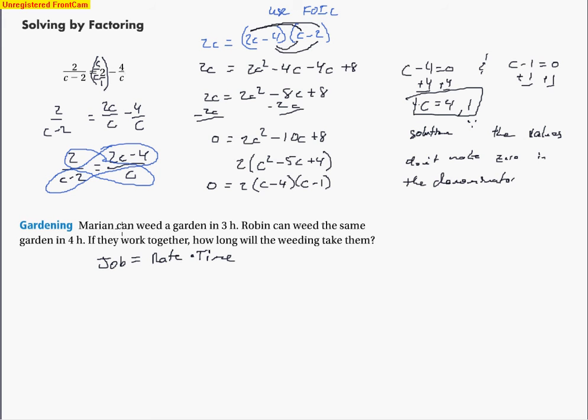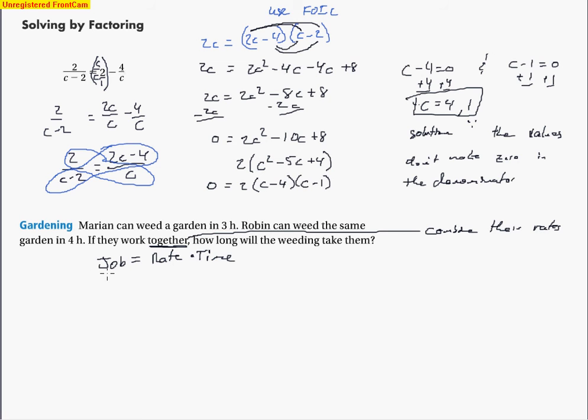So it says Marion can weed a garden in 3 hours. Robin can weed the same garden in 4 hours. If they work together, how long will it take them to weed the garden? So when they work together, that means the rate is going faster. And that means we're going to add their rates. And so I'm going to go ahead and write this down. We're going to combine their rates. And that's what we're trying to do.